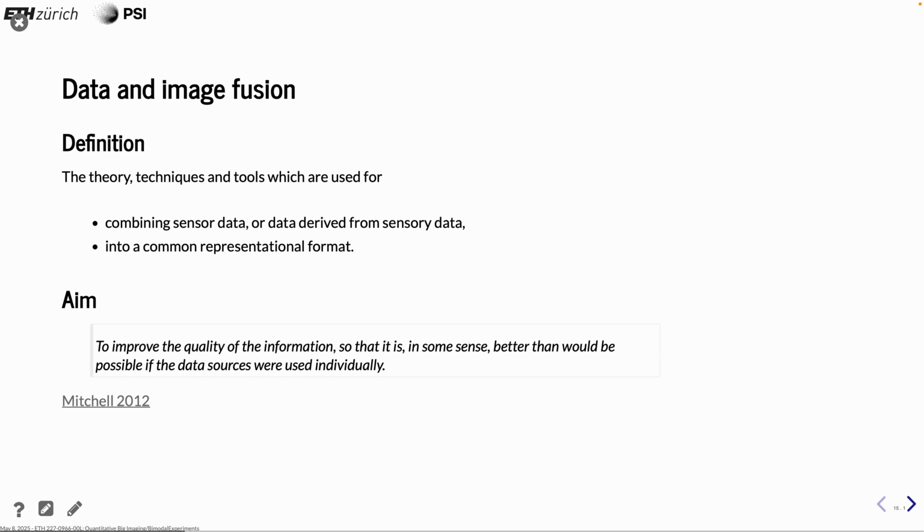So I have already mentioned fusion, and that is in principle a way how you can combine information from different sources, and finally with the aim to obtain more information about the sample. And that is the aim of the whole fusion, and you can read more about it in this book by Mitchell. Actually, he wrote a couple of books on the topic of fusion.